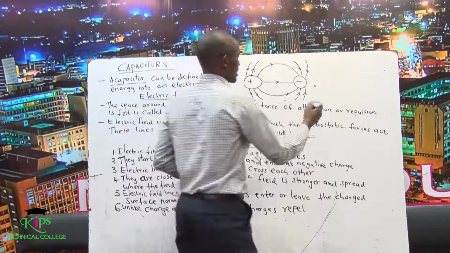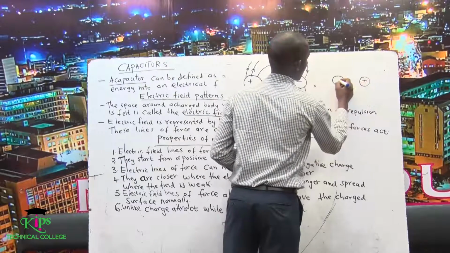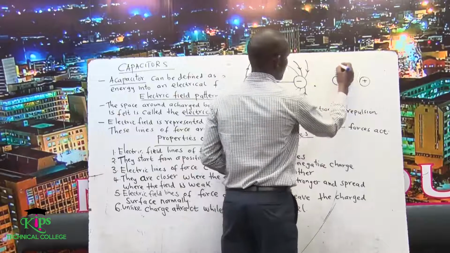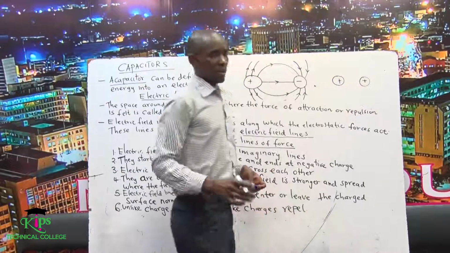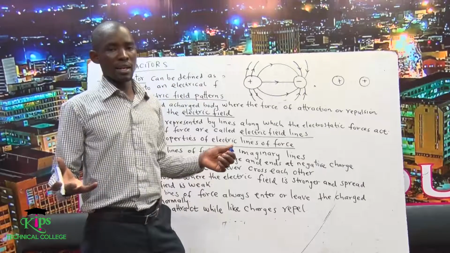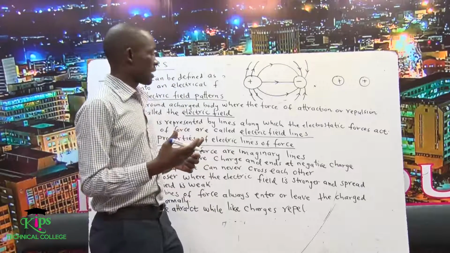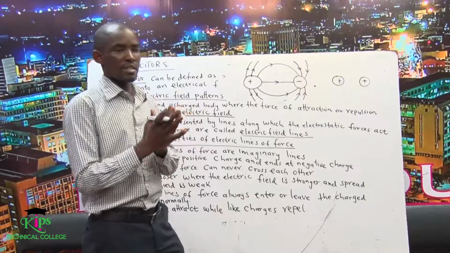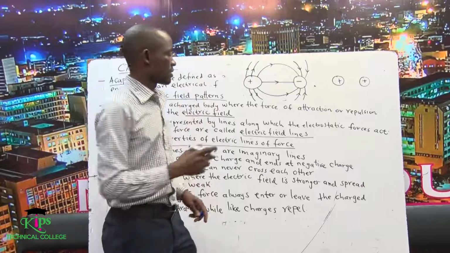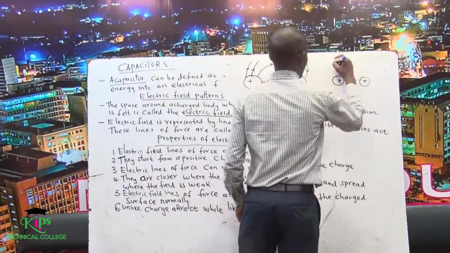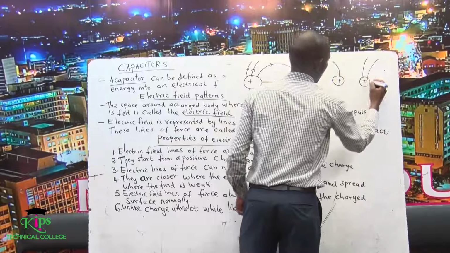Sometimes you might find another scenario where you have a positive and another positive. So what we will draw is, because they are going to repel, like charges repel and unlike charges attract. That is another property of electric lines of force. Like charges repel and unlike charges attract. That is our last point in the notes. So we will draw it like this.